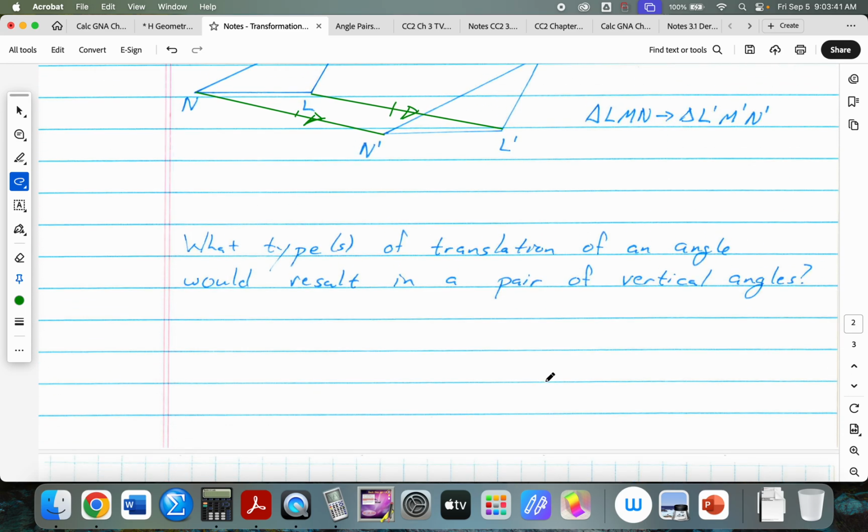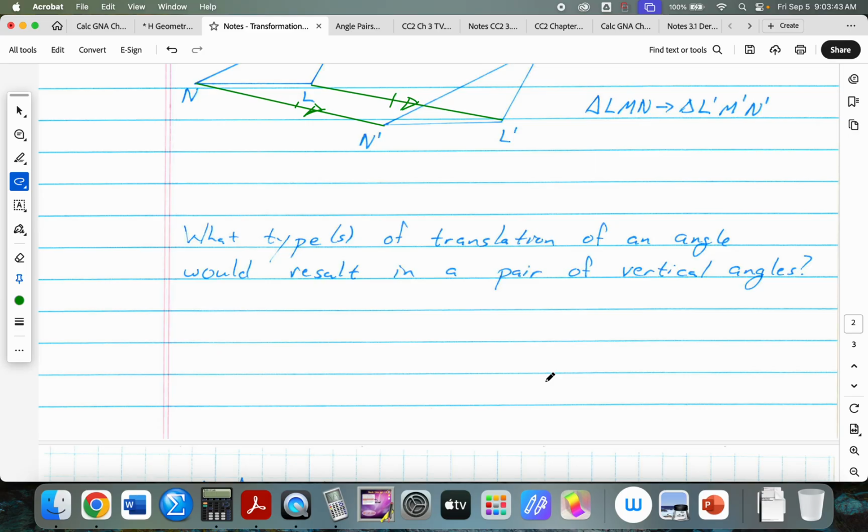A question for you. How could you translate an angle in a way that would give you vertical angles? How could you translate an angle? I'm sorry, I apologize, I used the wrong word here. Let's fix that. What type of transformation?